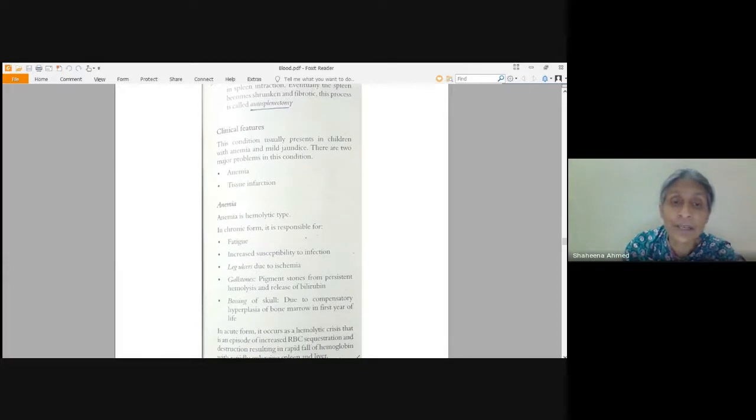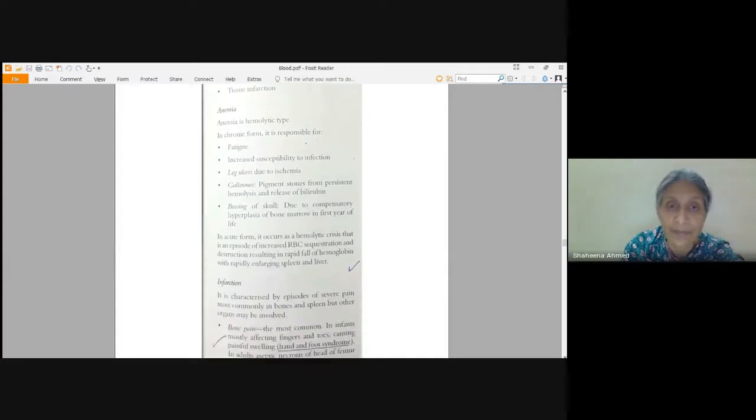The clinical features that you will see are that of anemia and tissue infarction. Wherever the sickle cells block the blood vessels, you will see tissue infarction in those areas. Now, the anemia in this type is of the hemolytic type, where there is hemolysis of the RBCs.